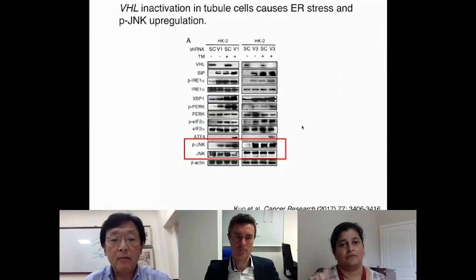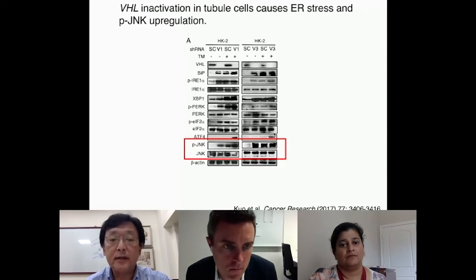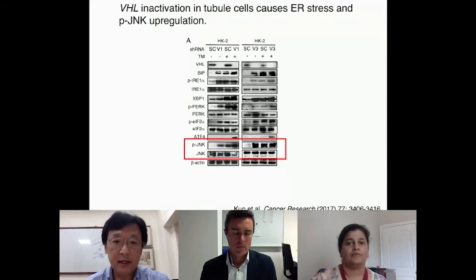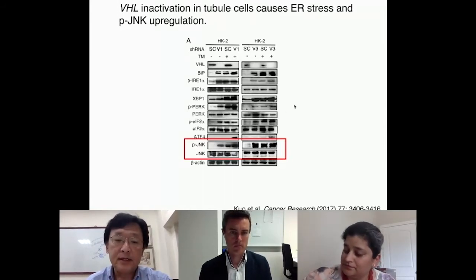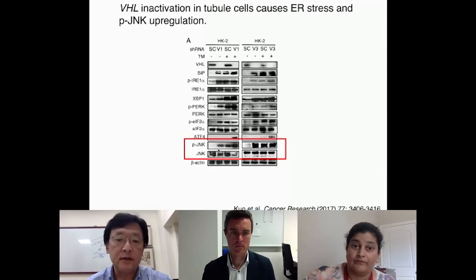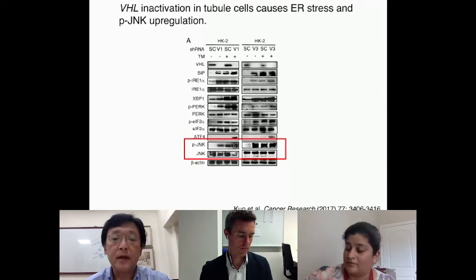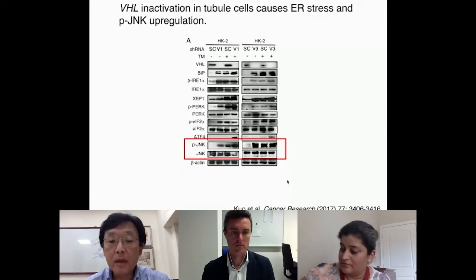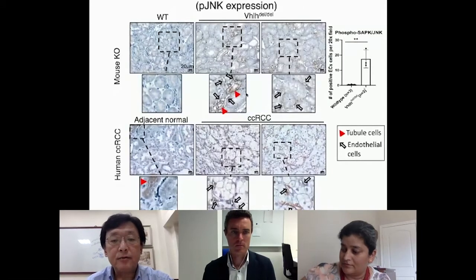And then a couple of years back, we showed that VHL knockout or inactivation in the kidney tubule cells causes ER stress, and that's because of the metabolic imbalance. With this ER stress, there's overexpression or activation of JNK. So you can see the increase of phospho-JNK, and this is further increased if you make this ER stress worse with tunicamycin. Then we stained the tissue because we wanted to verify this.